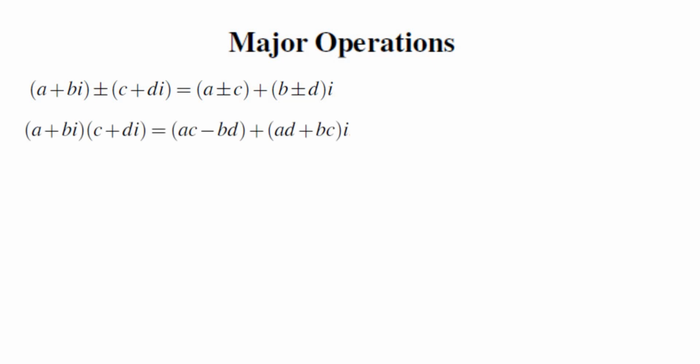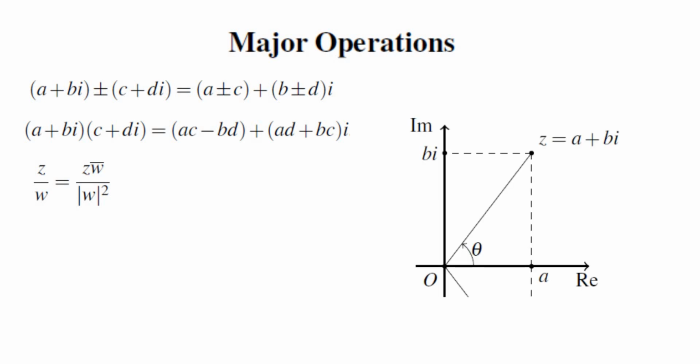Now let's look at some of the major operations of complex numbers. We can easily add and subtract complex numbers by combining like terms. In order to multiply complex numbers, you simply use the distributive law and use the fact that i squared is equal to -1. In order to divide complex numbers, we multiply the numerator and denominator by the conjugate of the denominator, and we notice that the product of a number and its conjugate is the absolute value of that number squared.